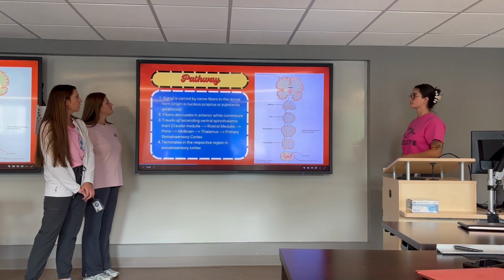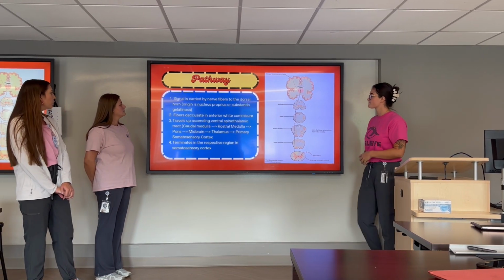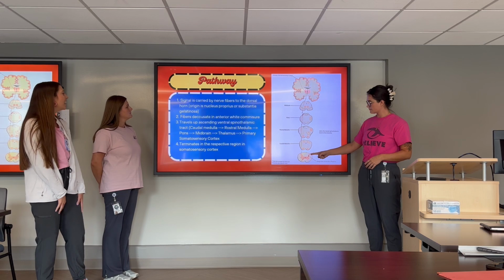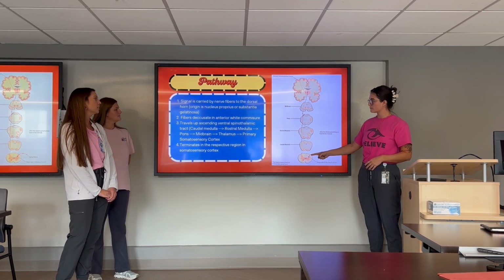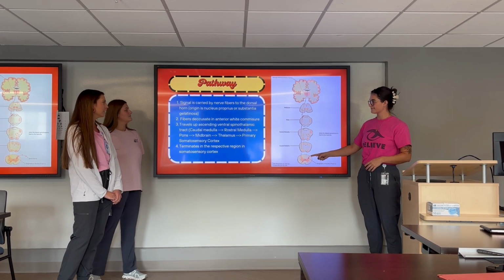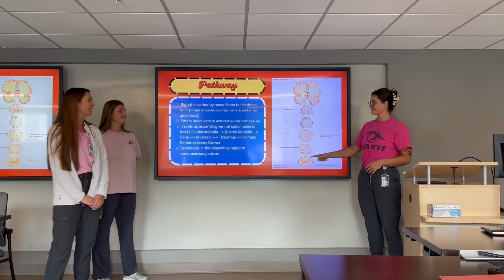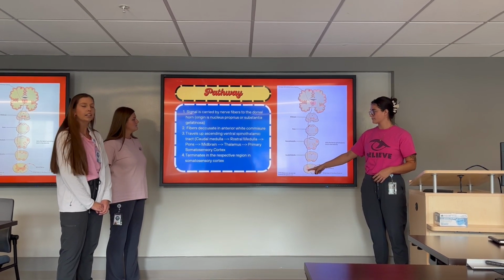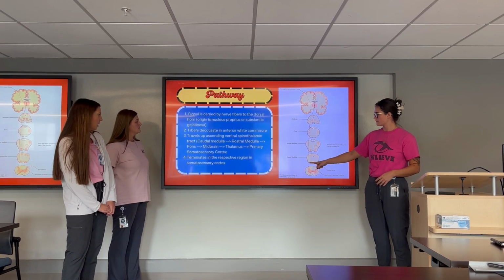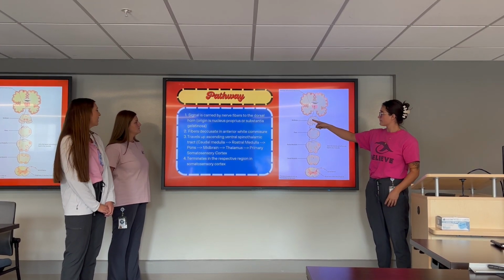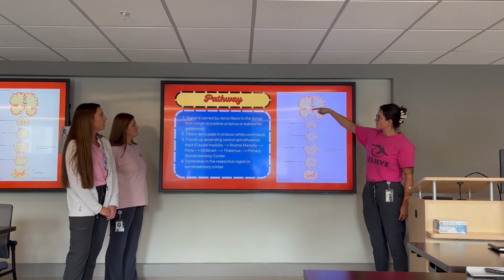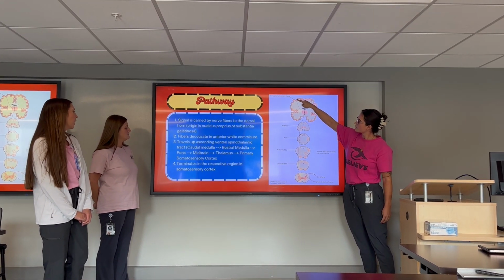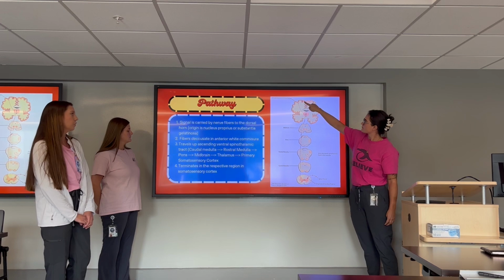Okay, so first the signal is going to be carried by the nerve fibers to the dorsal horn, down there where Grace Ann is pointing, and then the fibers are going to decussate in the anterior white commissure. After that it's going to travel up, like Grace Ann is doing, all the way to the thalamus, and then it's going to terminate at the somatic sensory cortex.